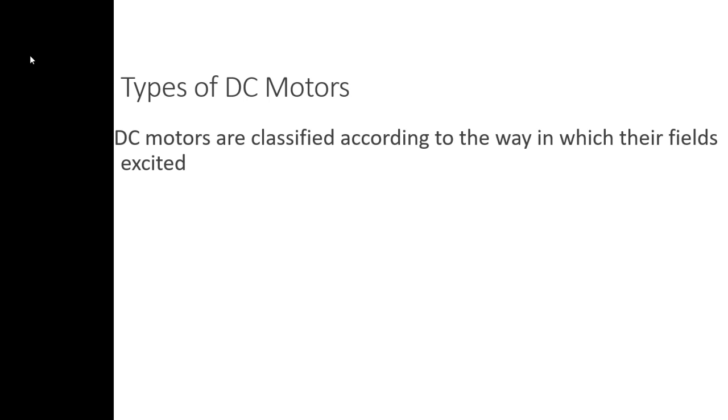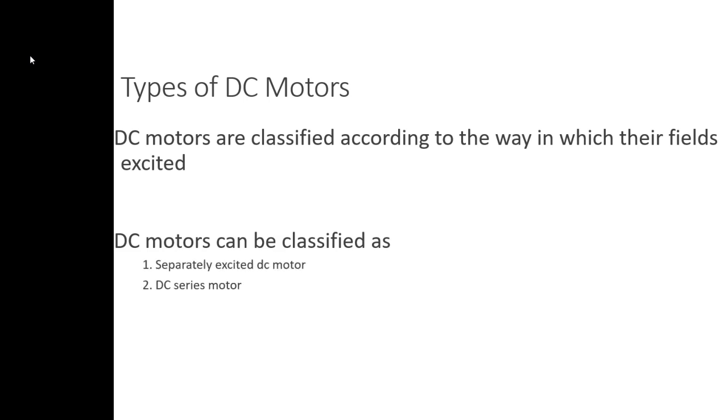The DC motors are classified according to the way in which their field is excited. They are classified as separately excited DC motor and self-excited DC motor. In self-excited DC motor, there are three types: series motor, shunt motor and compound motor. In compound motor, another two are available, that is short shunt compound motor and long shunt compound motor. These classifications are similar to those of the DC generators.